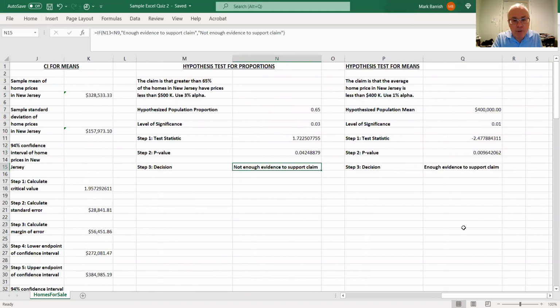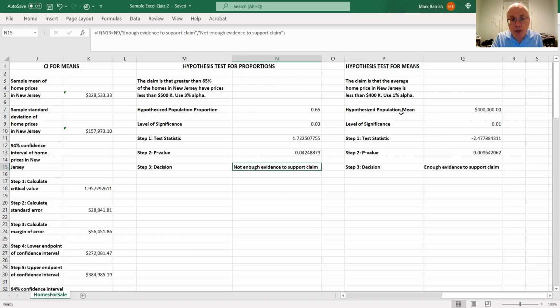Look for hypothesis tests for means. Now, remember, when we did a confidence interval, we were interested in the mean price of homes in New Jersey. Okay, all homes in New Jersey. So the claim here is that the average home in New Jersey is less than $400,000. That's what 400K means. Use 1% alpha.